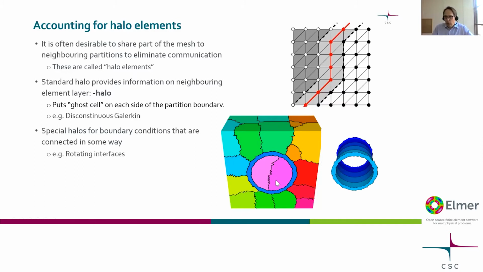And for instance, here, this imitates a rotating machine. And here, in order not to create connections between rotating partitions, we can, by construction, have a partitioning and also halos that enable and minimize the communication for these rotating machines.